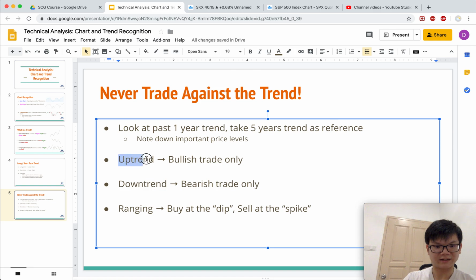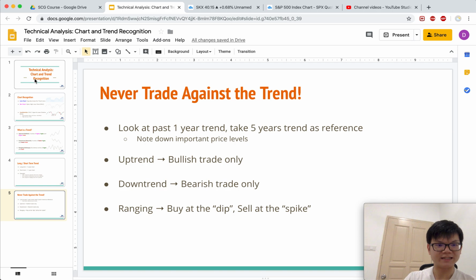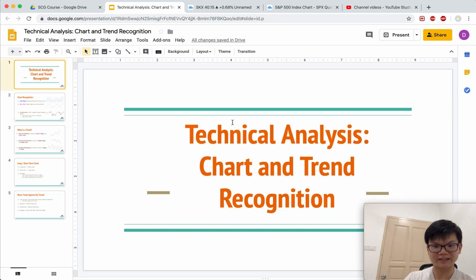Yeah, so just to repeat again: uptrend, bullish trade; downtrend, bearish trade. And then what if it is ranging? You buy at the dip, which means buy at the low, and then you sell at the spike. You sell at the high points. Yes, so this is very simply the chart and trend recognition.